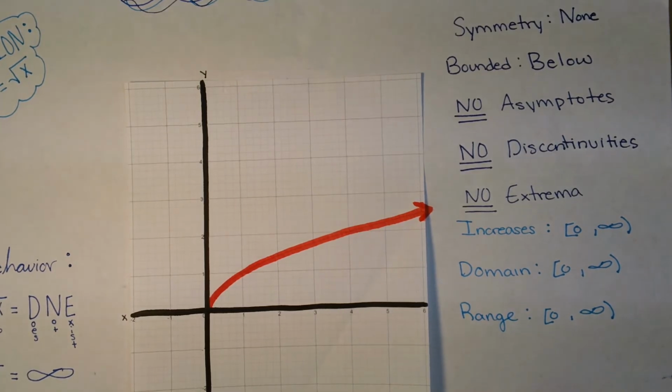For end behavior, as x approaches negative infinity, the function does not exist. As x approaches infinity, y approaches infinity. Lastly, the domain is 0 to infinity, and the range is 0 to infinity.